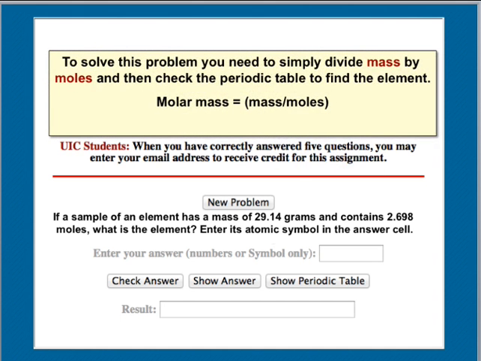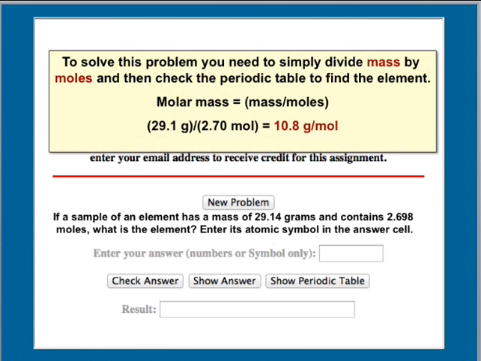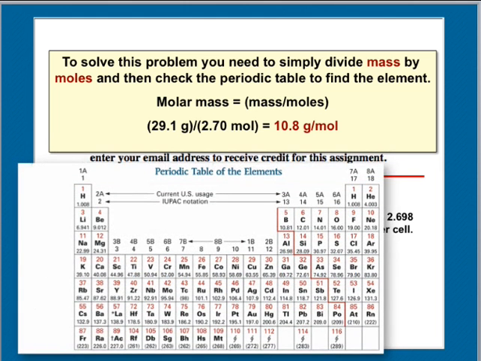Going to divide mass by moles. That gives us our molar mass. Turns out to be 10.8 grams per mole. Now we look at our periodic table, and you will get a periodic table like this on your exam. And we find something that weighs 10.8. Oh, how about boron?